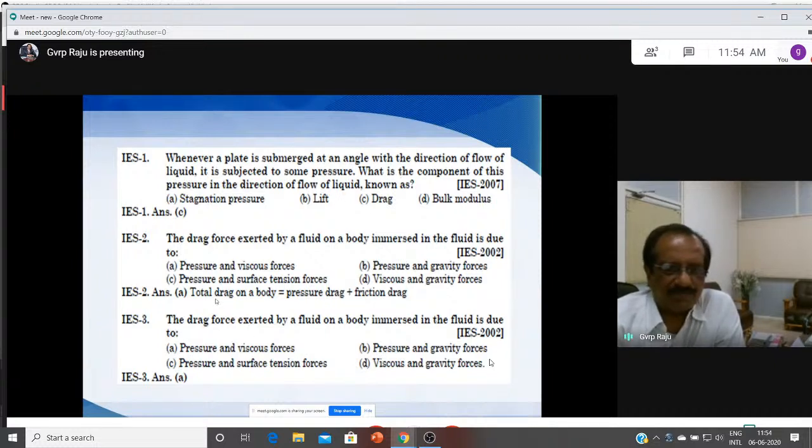The drag force exerted by fluid on a body immersed in the fluid is due to? If you consider here, we have a pressure drag and friction drag while deriving the equation. So the answer is pressure and viscous forces. Viscous is due to friction here. So answer is A. This is a repetition, but it is the same: pressure force and viscous force.